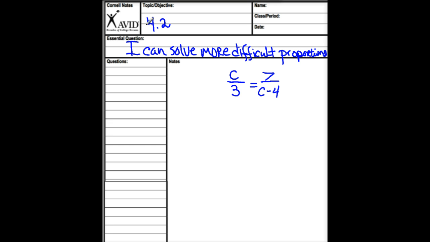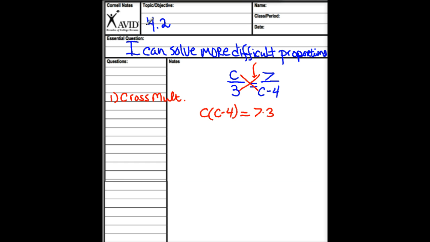So let me continue. What's going to happen is anytime we have two equal fractions, we start the same way. We still are going to set those cross products equal. So we're going to put a little number 1 over here and we're going to write cross multiply. And we can just write mult and we'll know what we mean. So we're going to start these exactly the same way. C times C minus 4, lock and load it, is equal to 7 times 3.